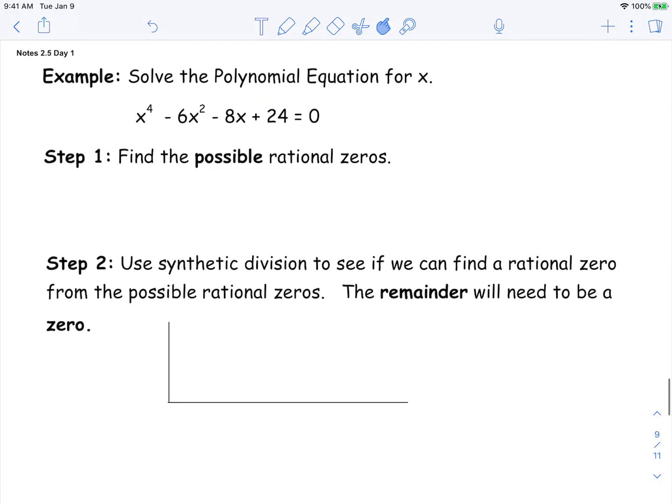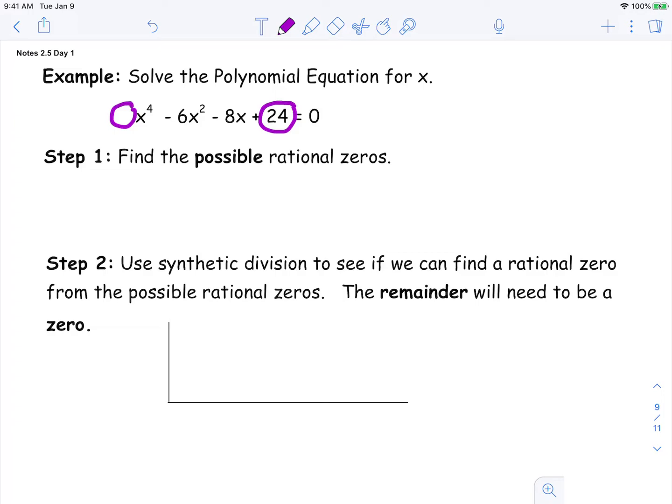Okay, let's move on to the next example. Solve this polynomial equation for x. So we're looking for the possible rational zeros first. Here's the factors of c. Here's the factors of a.